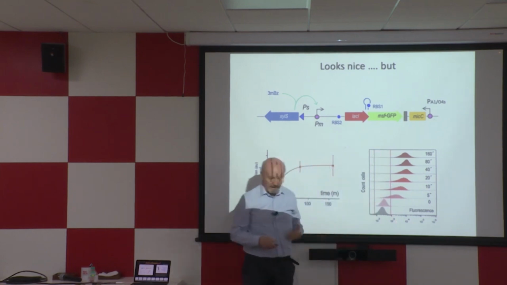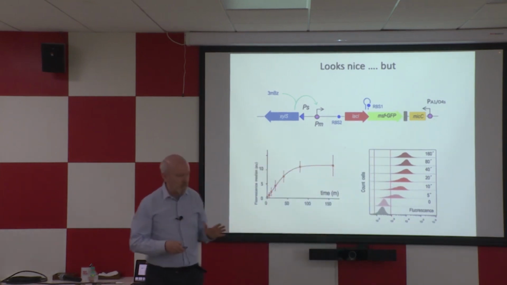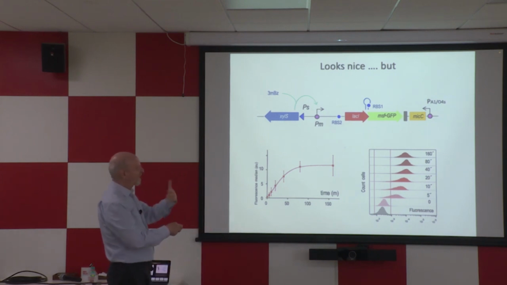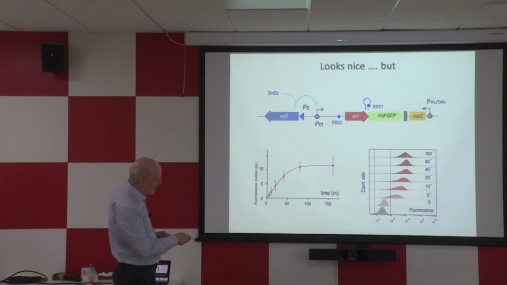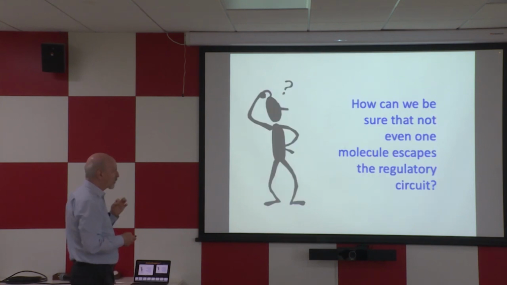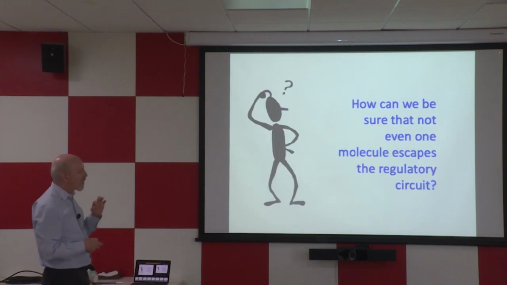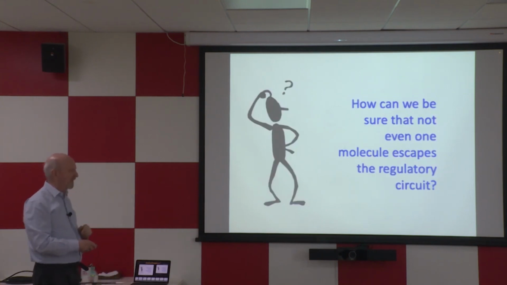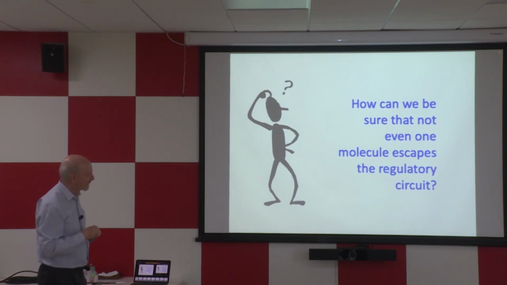Remember that we had this situation before, that in the first case there was no overlap between the induced state and the non-induced state, and despite that we observed that there was some leakage in the basal promoter level. So how can we be sure that not even one molecule escapes the regulatory system? Do you have an idea of how to do that? Think.